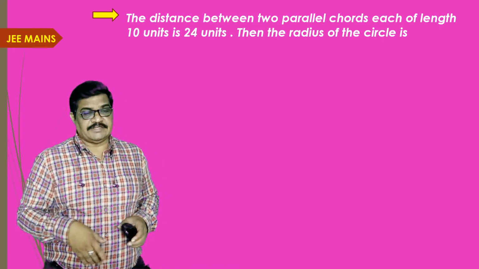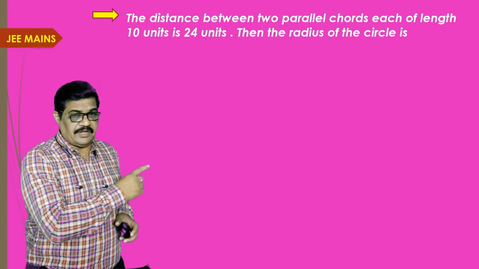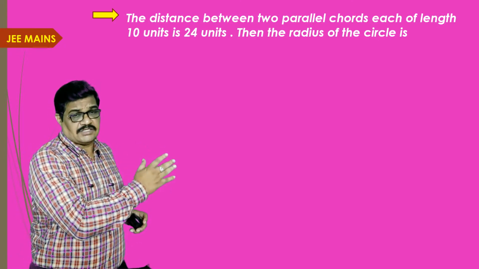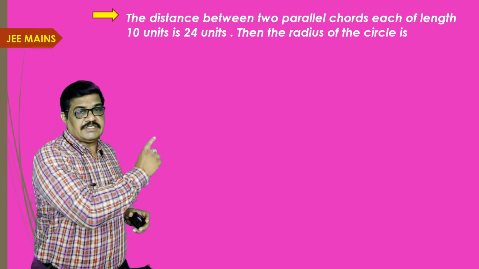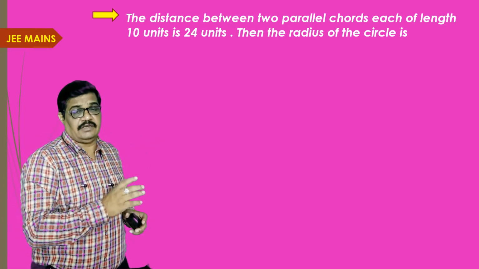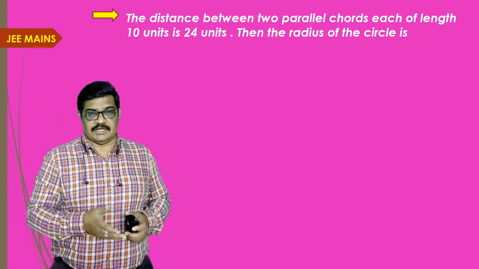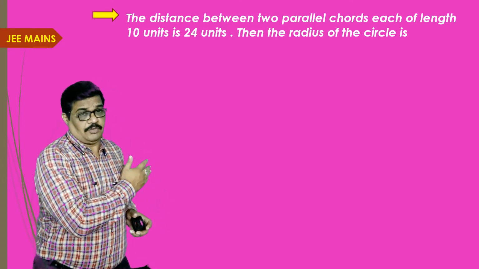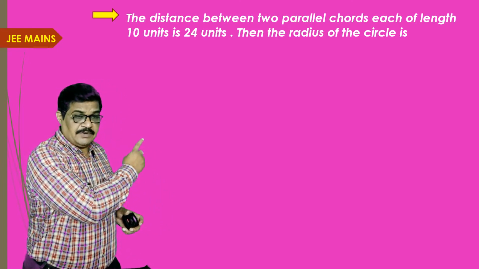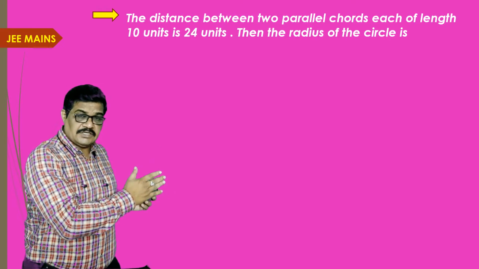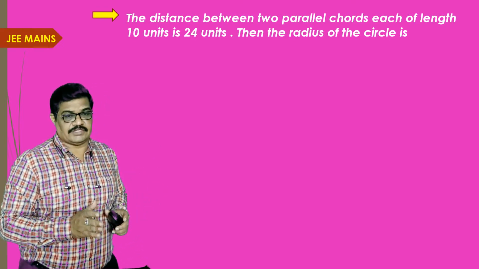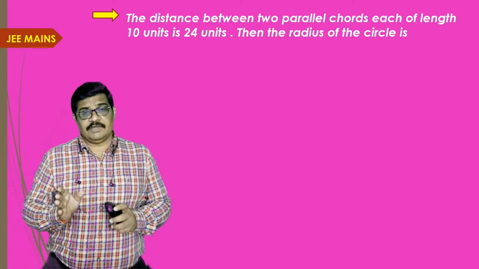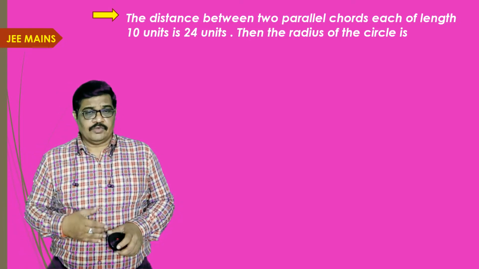Okay, the first one is: the distance between two parallel chords, each of length 10 units, is 24 units. Then find the radius of the circle. That is our problem. The distance between two parallel chords, each of length 10 units, is 24 units. Then the radius of the circle. Okay, what is the meaning of the question?